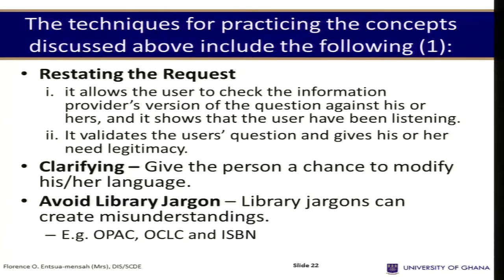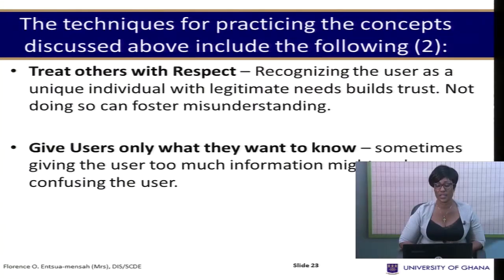Again, we as information providers should avoid the use of library jargons like the OPAC or the OCLC and the ISBN, in the sense that it is not everybody who understands those terms and jargons. We should also treat others with respect. Recognizing the user as a unique individual with legitimate needs builds trust. We should also give users only what they want. In certain situations, information providers provide too much information for users and in turn confuse them. We should listen to users.